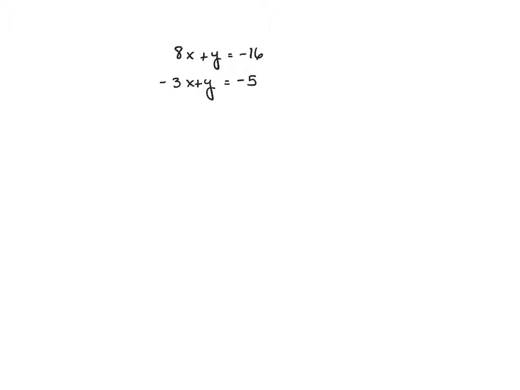So here I've got my first equation. I'm going to color that one in red, so I can call it the red equation and my blue equation. If I were to add red plus blue right now, look what would happen. 8 plus negative 3, that'd be a 5x, and y plus y would be a 2y. Nothing would disappear. I would not eliminate a variable.